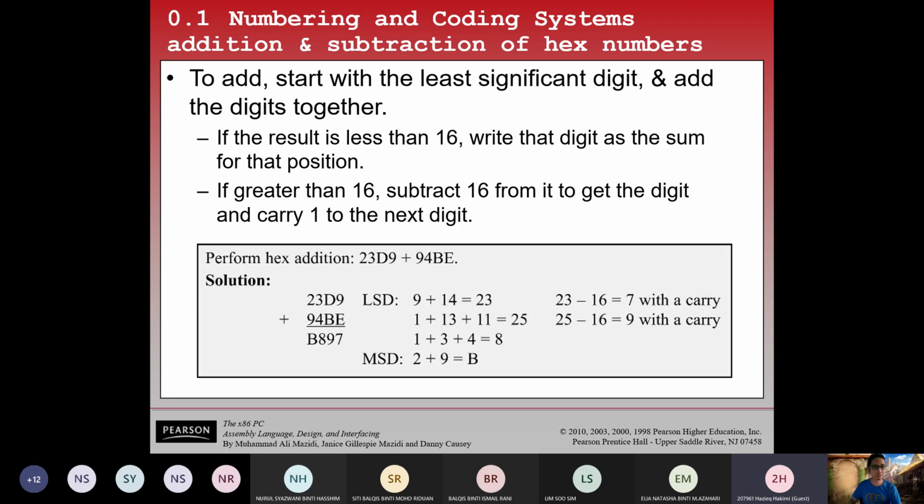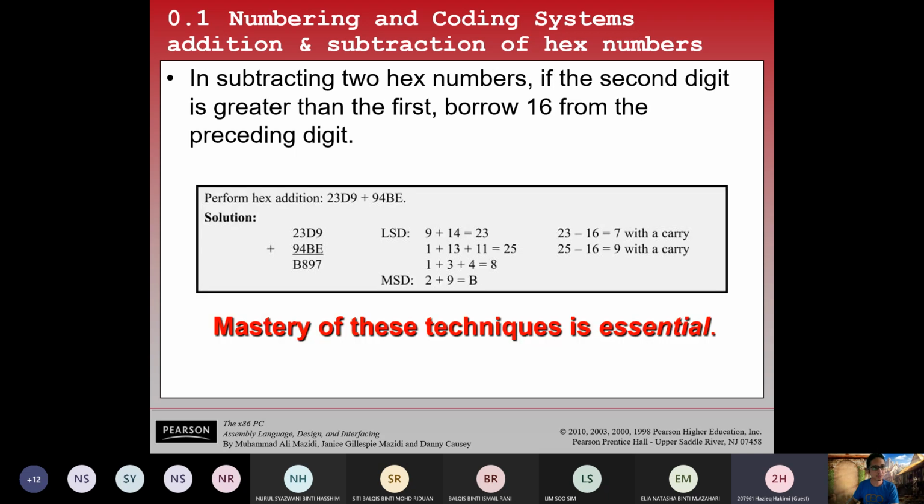Okay, any other question? All right, if not, then we continue. Okay, now it comes to the subtraction.